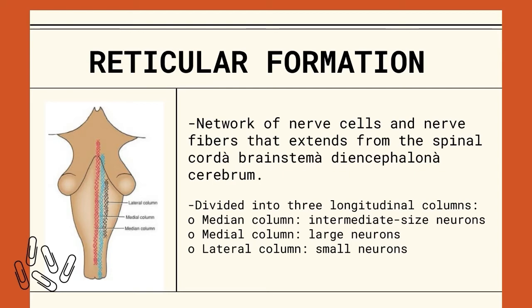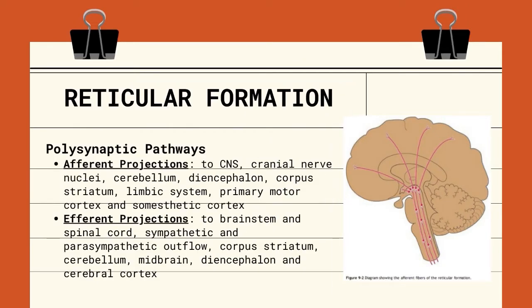So your reticular formation is further divided into 3 longitudinal columns. You have your lateral column that contains mainly small neurons, your medial column containing large neurons, and your median column consisting of intermediate sized neurons. Okay, so remember here, lateral column for small neurons, medial column for large neurons, and median column for intermediate sized neurons.